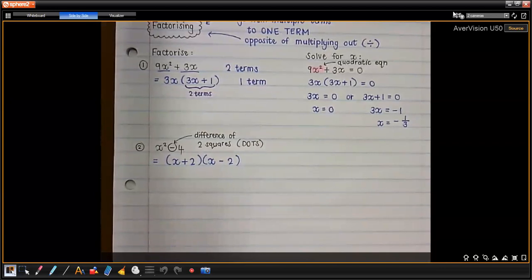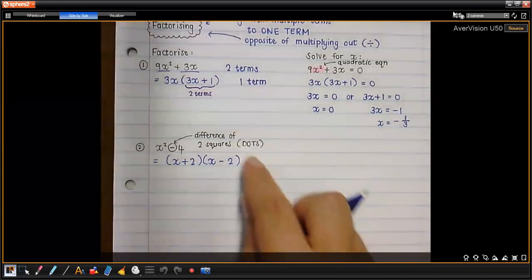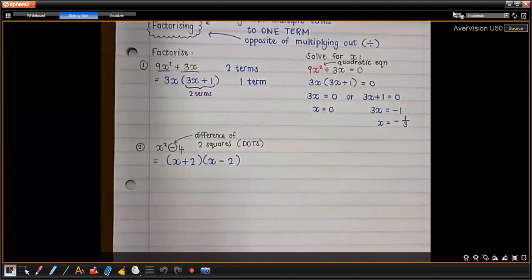That's it. If they just ask you to factorize, that's your final answer. Notice it's not equal to anything here. We can't solve for x. They're just giving you an expression. They're asking you to factorize it. That is it. Please don't multiply it out again. Then you're going backwards. Then you're going to lose marks.